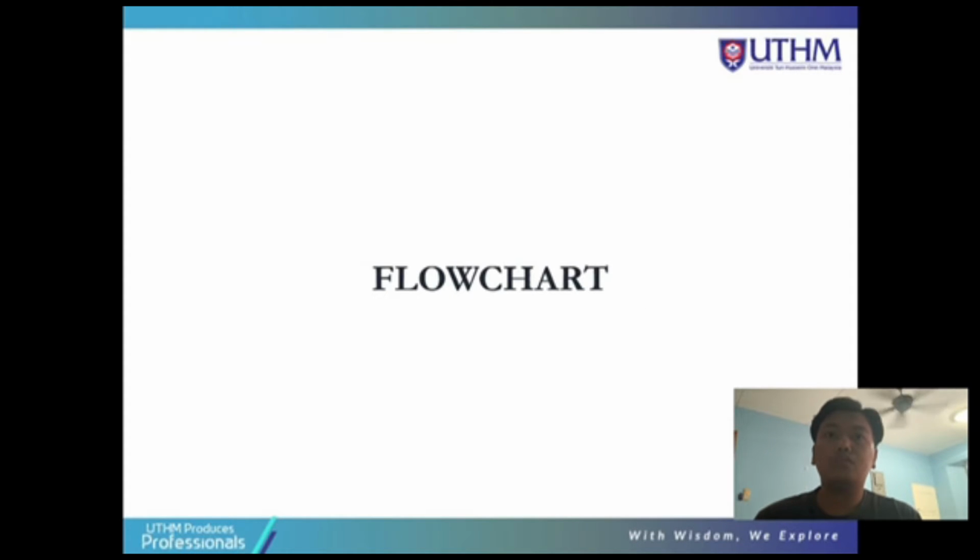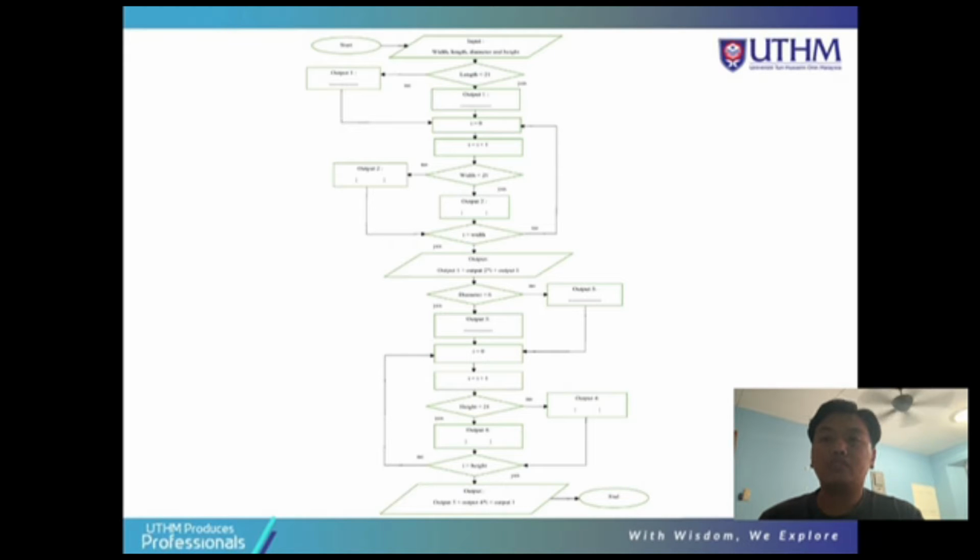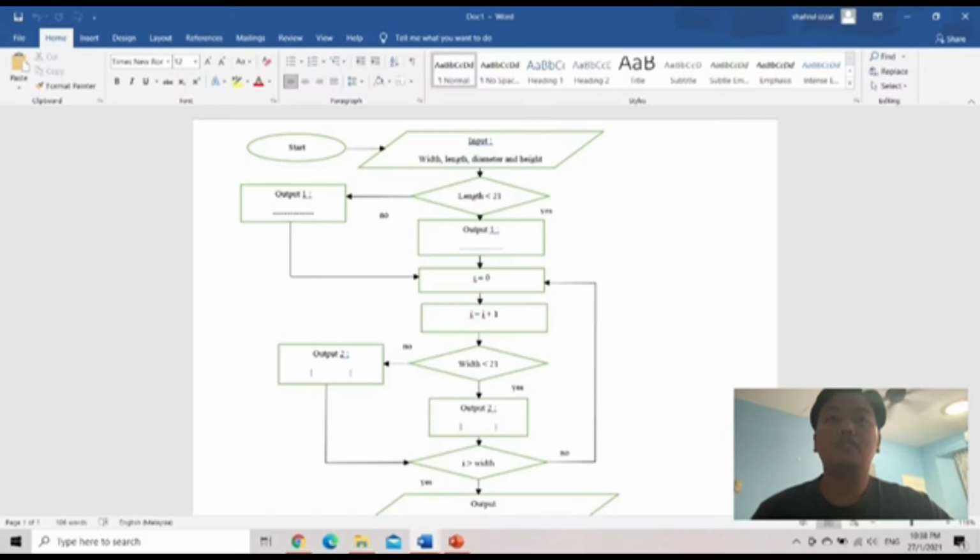Next, we go to the flow chart. As you can see on the slide, the flow chart is not clear, so I will show you in words. We start with start and then the input: width, length, diameter, and height.